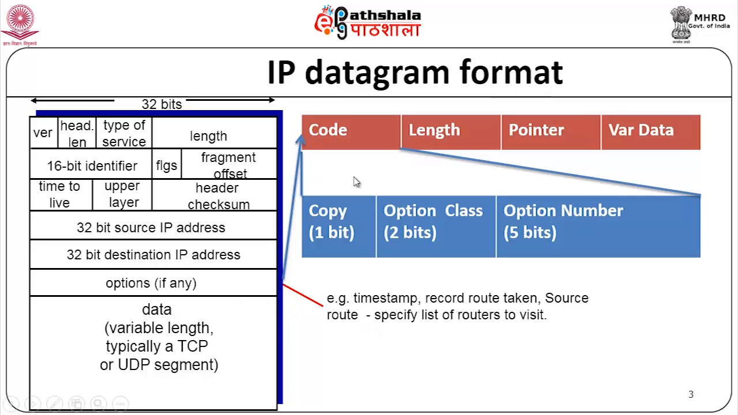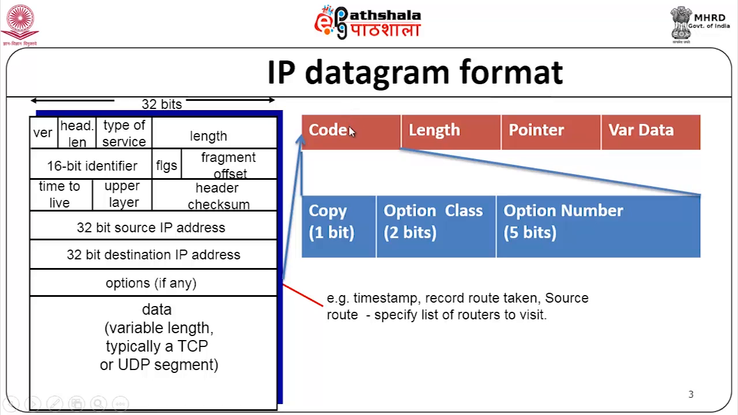If you look at this options field, it basically consists of all this information. There is a code which specifies what type of option is being given here. So, you have a code field and then you have a length, a pointer and some variable data. The code field in turn has the following subfields: one bit called the copy bit, and an option class and an option number. The option class and number together identify the type of option, and the copy bit is a very special bit which says what we should do with this options field when this particular IP packet is fragmented.